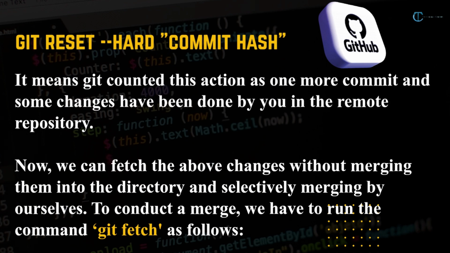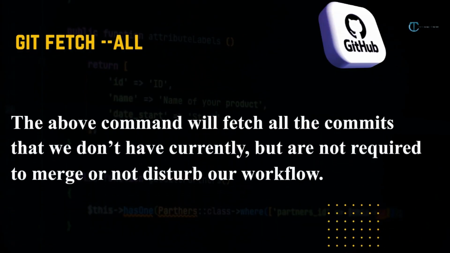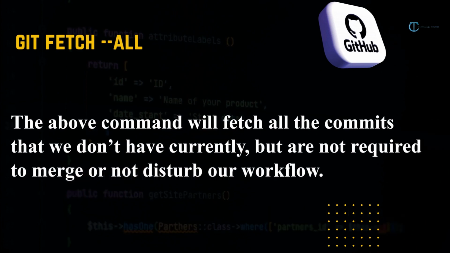To conduct the merge, we have to run the command git fetch as follows: git fetch all. The above command will fetch all the commits that we don't have currently, but are not required to merge or disturb our workflow.